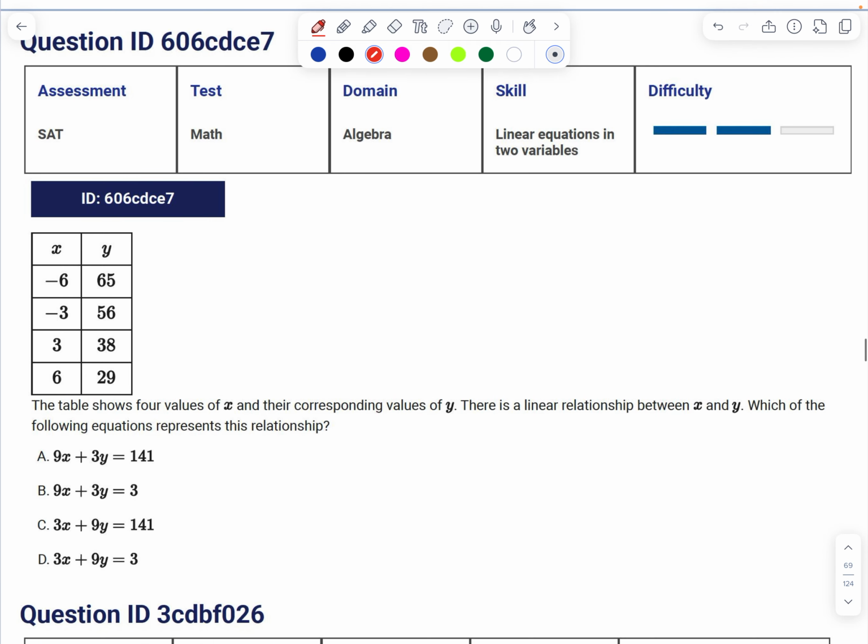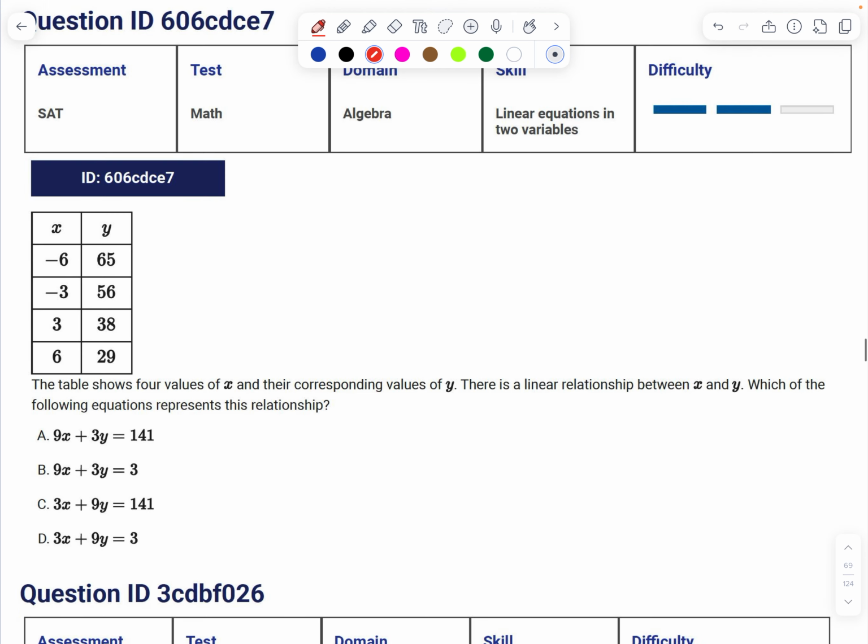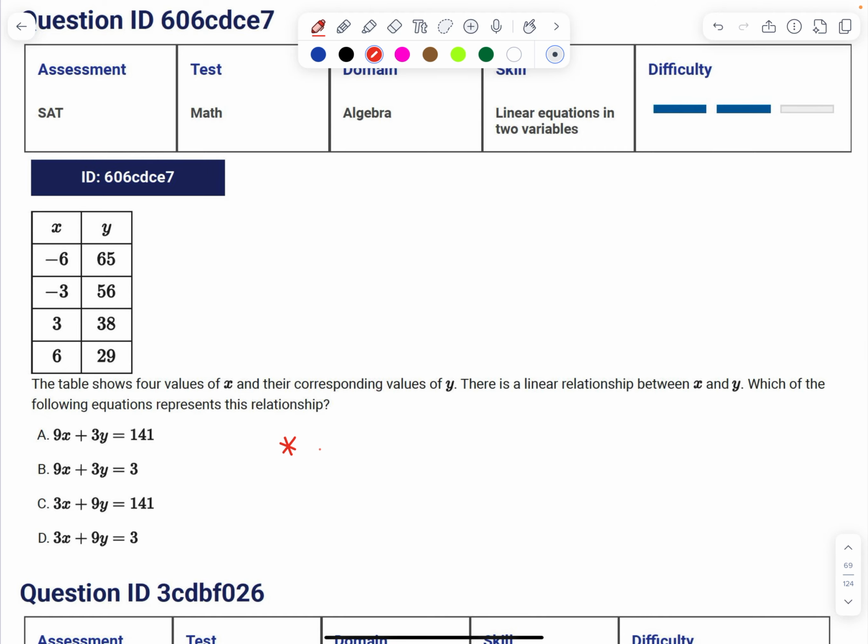They're going to ask you, the table shows 4 values of x and their corresponding y values. There is a linear relationship between x and y. Which of the following equations represents this relationship? Now, as I've said before, we can go through and do the algebra part of this. This will take a long time. So what we want to do is use Desmos. When in doubt, use Desmos.